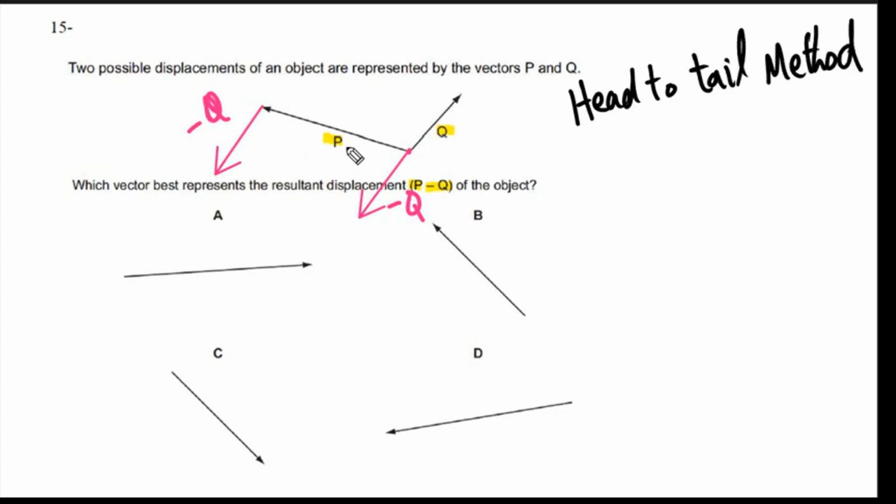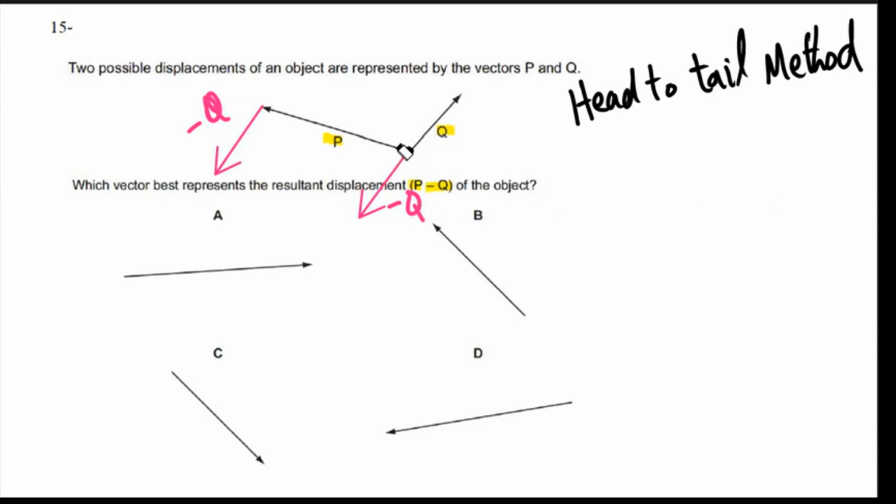Tail method. So this is vector p, this is minus q. We need to add these two vectors. So our resultant vector will start from the tail of the first vector to the head of the last vector.